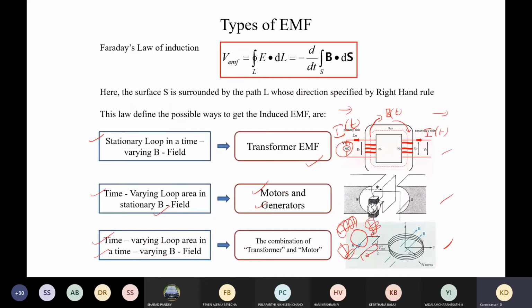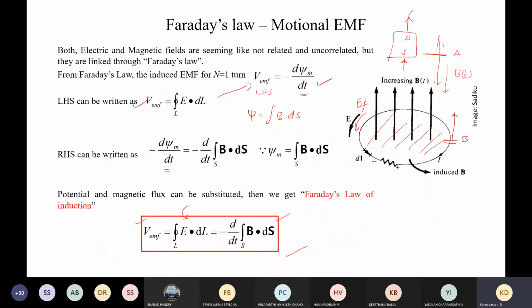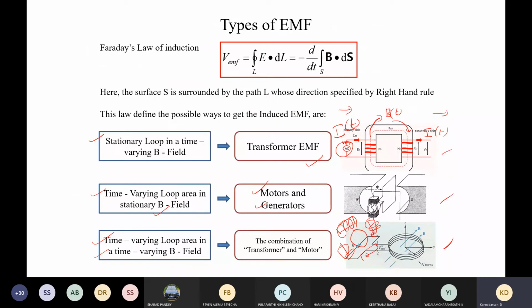This is Faraday's law, and out of Faraday's law, we got three important circuits. We can say that Faraday's law is a very important one for electrical students, because transformers and motors and generators are life for them.